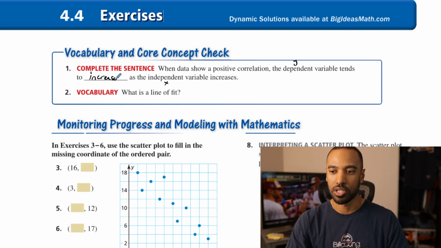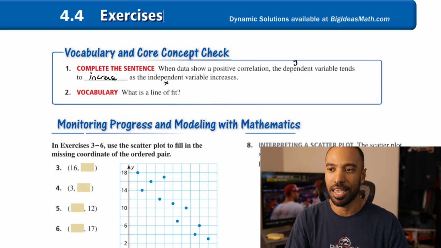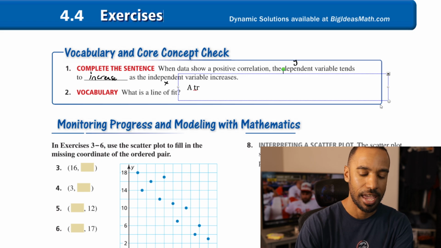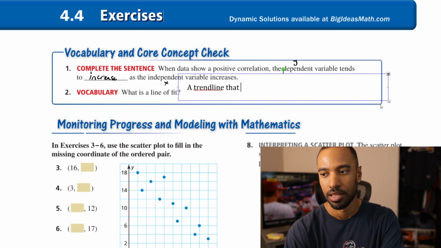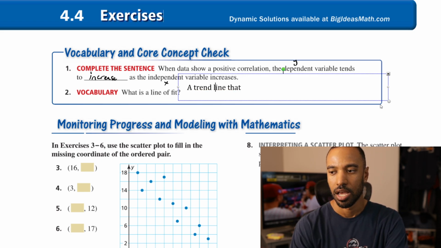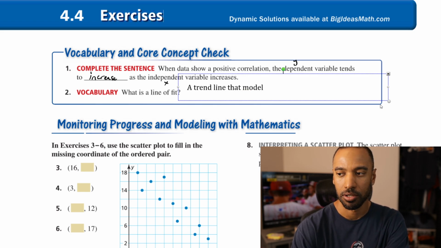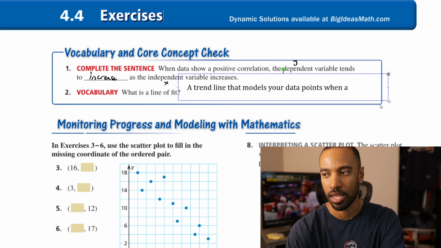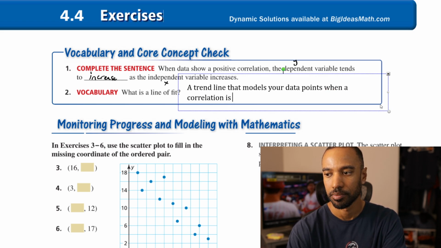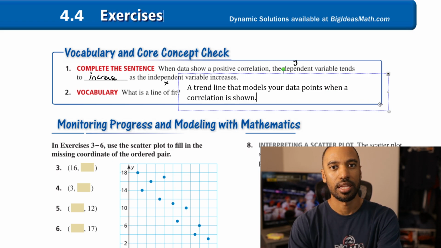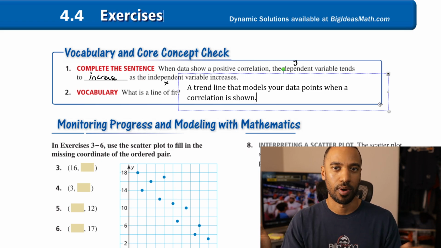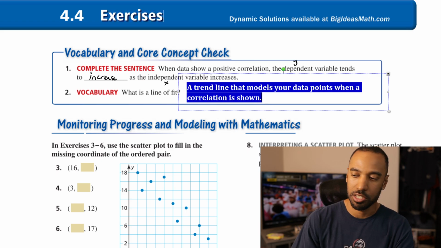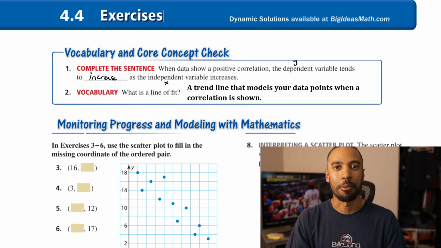Vocabulary number 2 is, what is a line of fit? A line of fit is a line that best fits your data. A trend line that models your data points when a correlation is shown. So it's the line that best goes through your points, the one that says this is the best thing for the model. That's the way I'm going to say it right there. And I like to bold it to make it stand out, but I'm going to move forward.